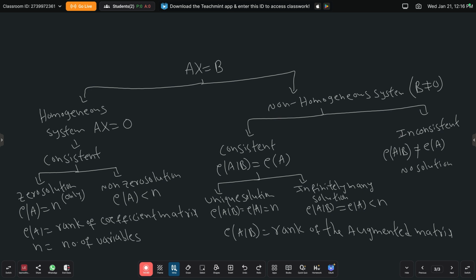So if both the ranks are equal, then the system may have a unique solution or infinitely many solutions. Unique solution when rank of A over B is equal to rank of A is equal to n. That means the rank of the augmented matrix is equal to the rank of the coefficient matrix is equal to the number of variables. But if the rank is less than the number of variables, then the non-homogeneous system will have infinitely many solutions.